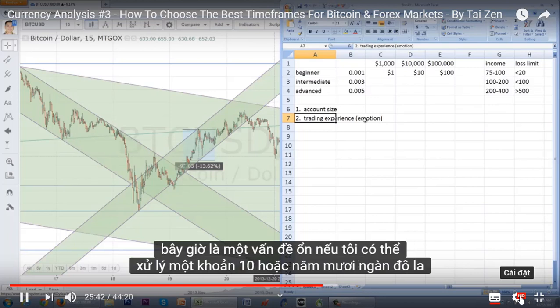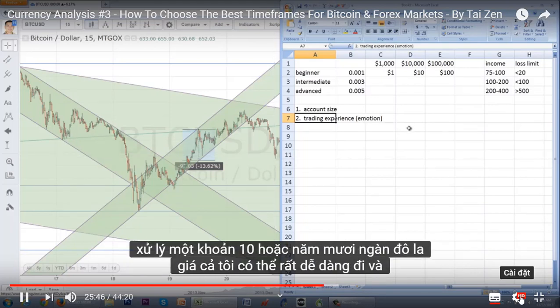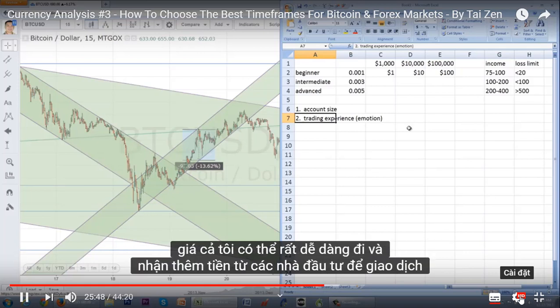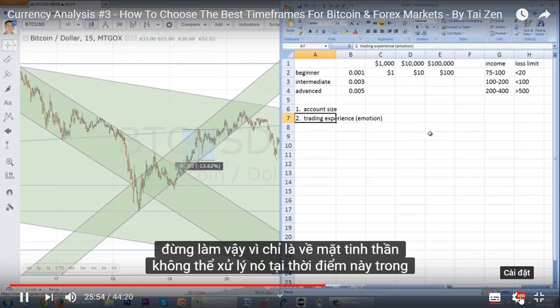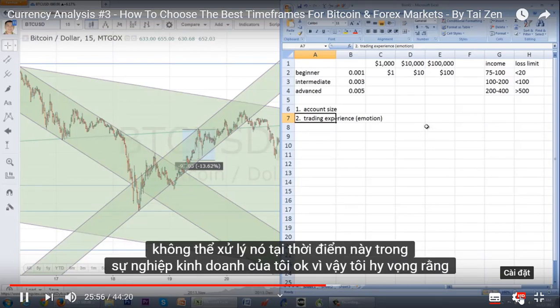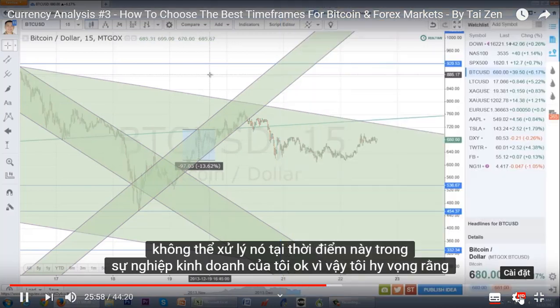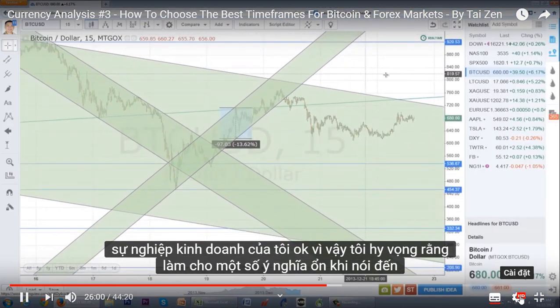Right now, if I could handle a $10,000 or $50,000 price swing, I could very easily go and get more money from investors to trade. I don't do that because mentally I'm not able to handle it at this point in my trading career. Okay, so I hope that makes some sense.